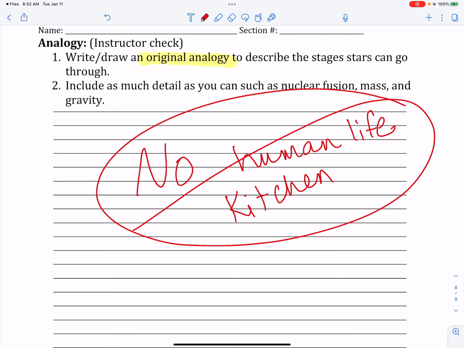So again, we will use the kitchen. Nebula is like walking into the kitchen and having all your tools and ingredients all over the place and not having decided what you're going to make yet. A protostar is when I decide what I'm going to make and I pull all those pieces to the countertop and I'm ready to begin cooking or baking.